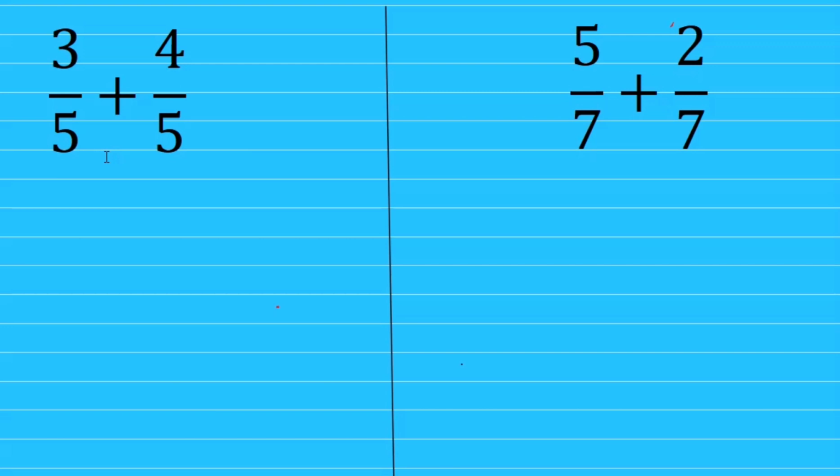So when you look at the first example that we have here, example 1, you realize that the denominators are the same. They are all 5, 5.